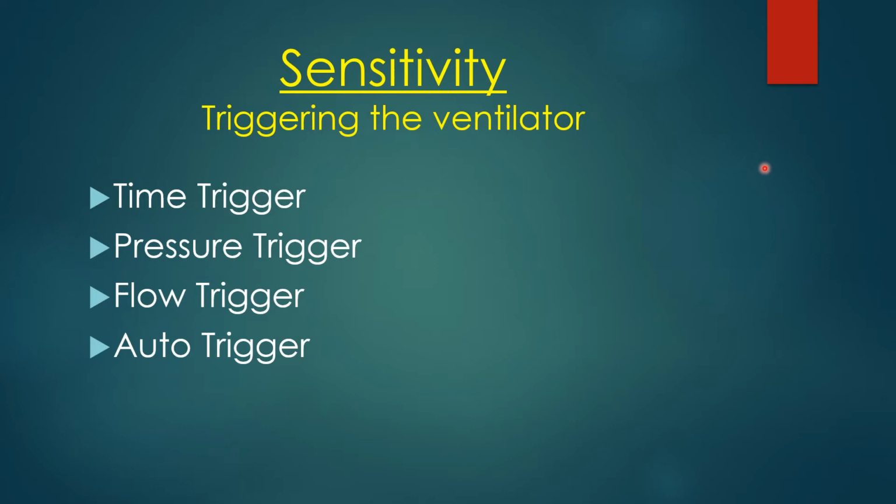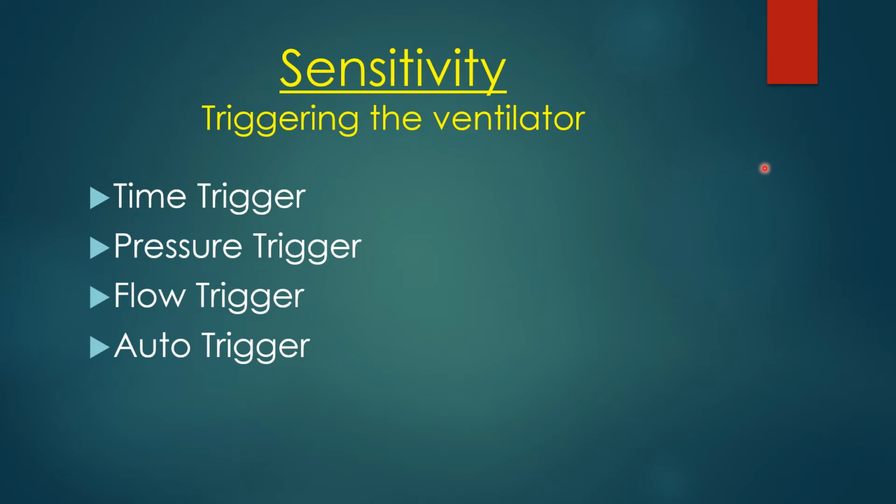Now, that imposes some work on the patient. If we set it at 1 or 2 centimeters water pressure, the patient has to generate that much negative pressure to get the ventilator to start giving him the breath. So that is an imposed work on the patient. It's a small amount of work. It used to be more work in the past, but now our ventilators are much more sensitive than they used to be. And so the patients trigger the ventilator pretty easily. And because our ventilators are more sensitive, they're also more responsive.